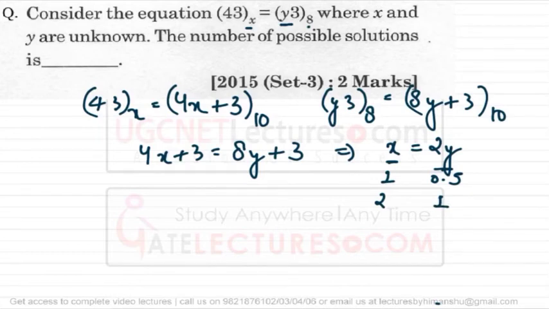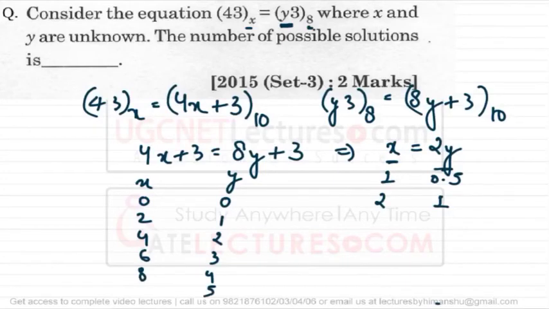But what is going to put a restriction here is the possible values of y. The possible values of y are only from 0 to 7. Since 8 is the base of this number system, y can only take values from 0 to 7. Fine. So I'm just going to make a table. Y can be 0, which brings x to be 0. Y can be 1, which makes x to be 2. If y is 2, x is 4; 3, 6; 4, 8; 5, 10.